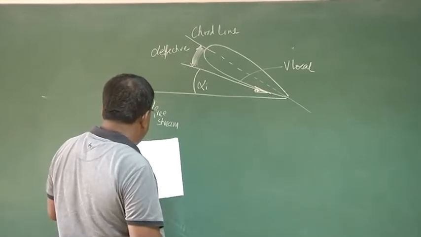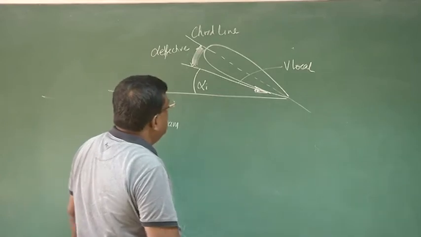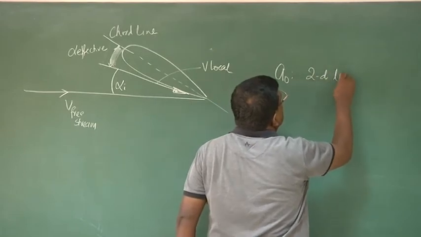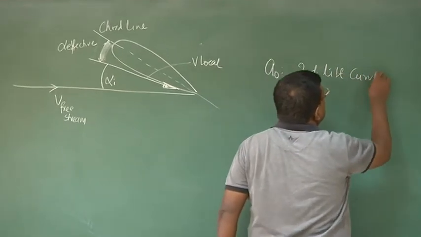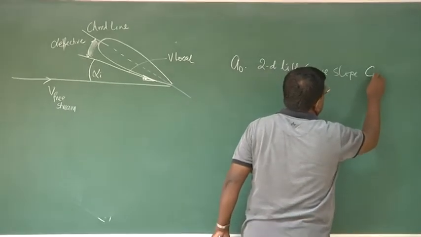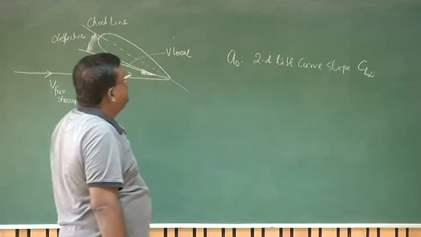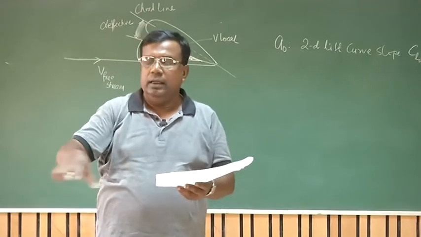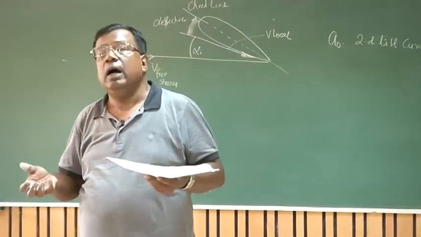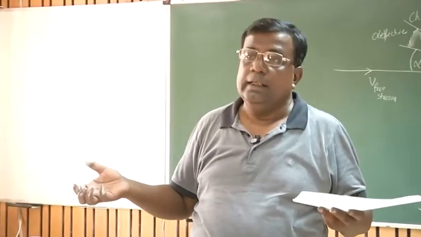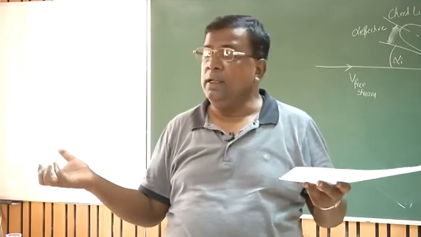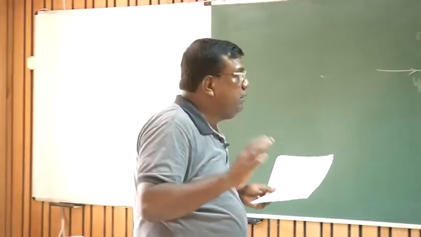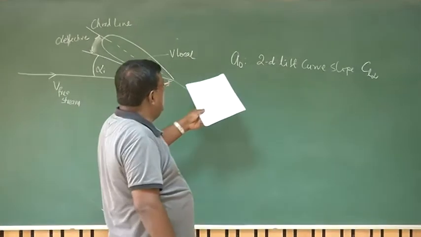So now we understand one thing. If I denote A0 as the 2D lift curve slope, which is typically CL alpha, what is the meaning of this 2D lift curve slope? We are assuming that the span is infinite, so there is no alpha I, because if it is infinite, that means there are no wing tips. It's not a finite wing, so there won't be any wing tip vortices, so there won't be any downwash, so there is no alpha I. Okay, so that is what A0 is.